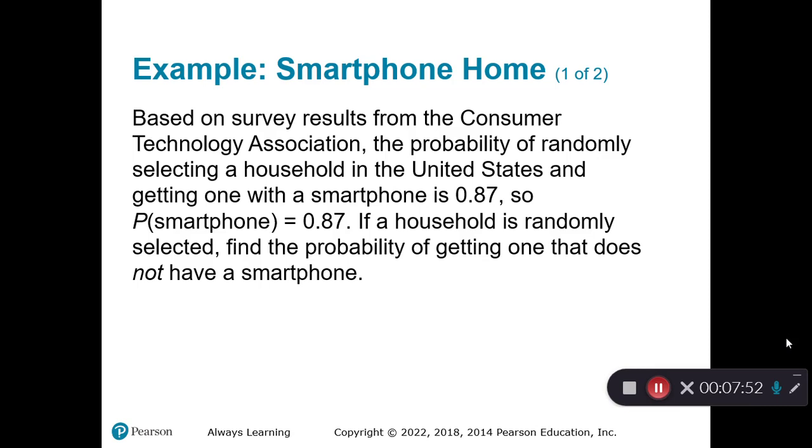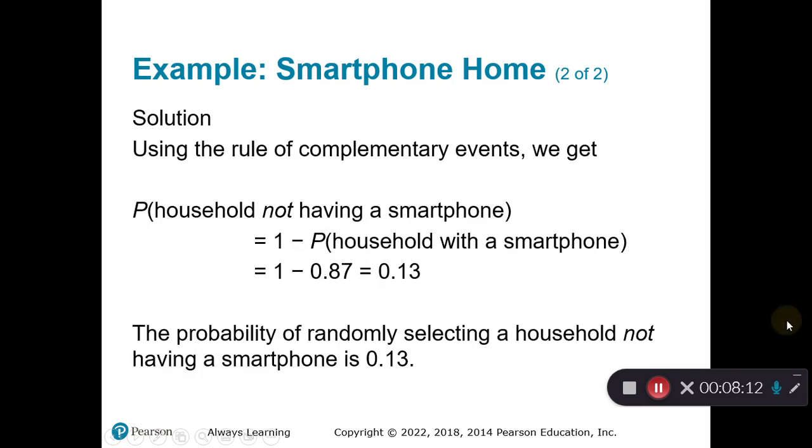And I think we can probably do this without having to fast forward to the next slide. If the probability of having a smartphone in a randomly selected household is 87%, then the probability that a randomly selected household will not have a smartphone would be 1 minus 0.87, or 13%. And here it is. Using the rule of complementary events, we find that the probability that a randomly selected household does not have a smartphone is equal to 0.13 by subtraction.